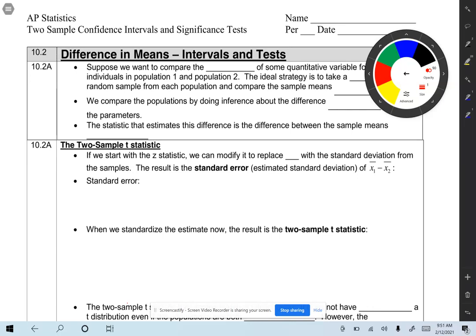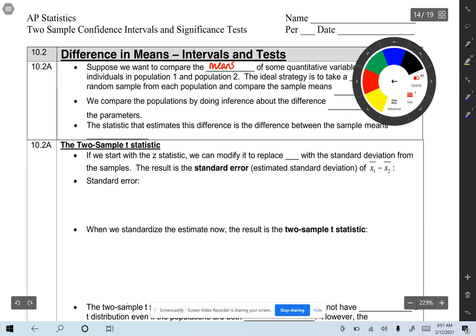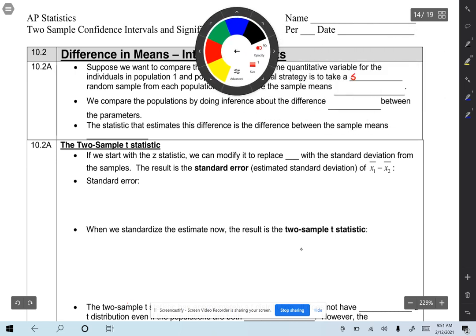Hello, AP Stat students. Today we will be doing a two-sample confidence interval for a difference in means. Suppose we want to compare the means of some quantitative variable for the individuals in population 1 and population 2. The ideal strategy is to take a separate random sample from each population and compare the sample means, so x1 bar and x2 bar.